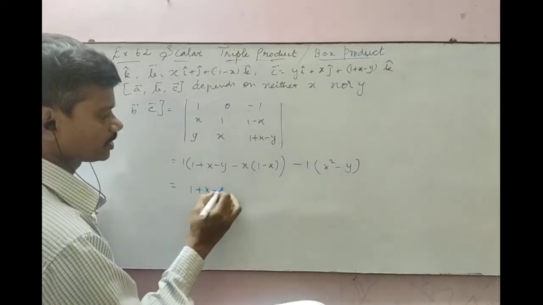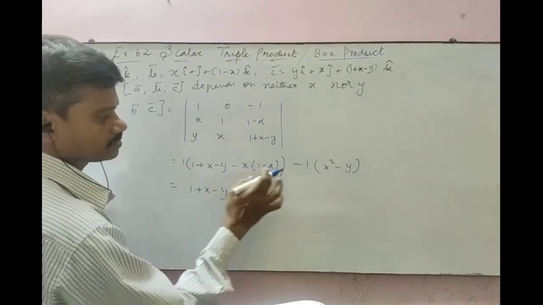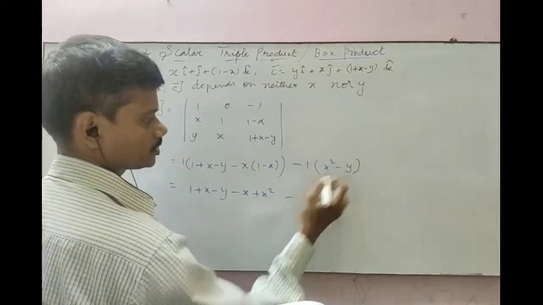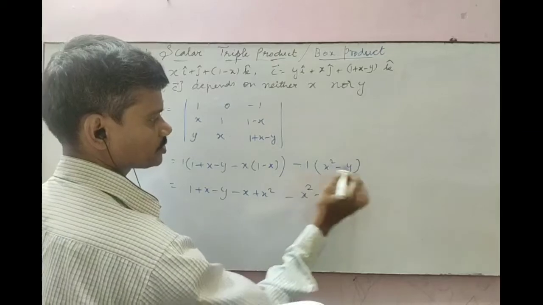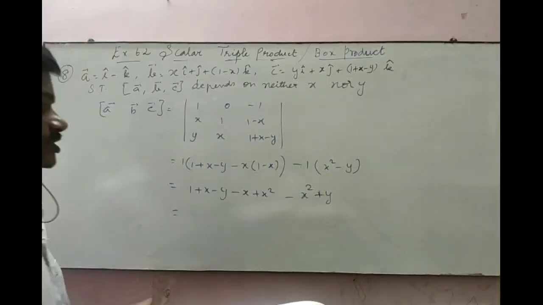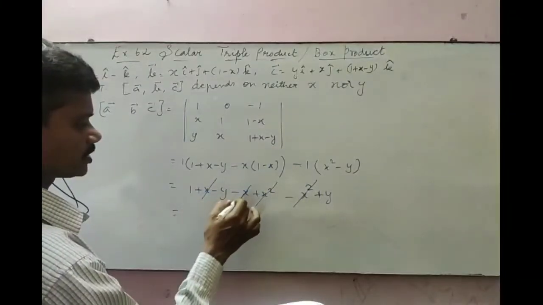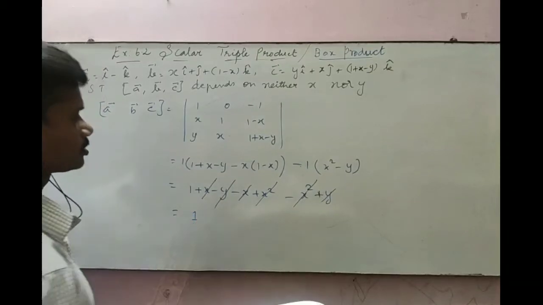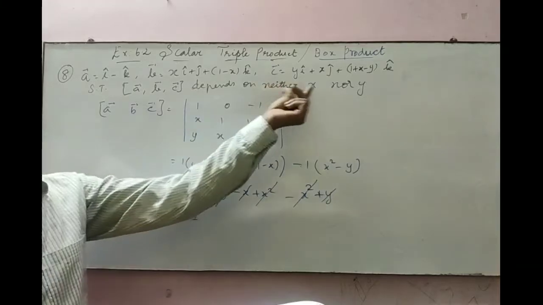1 plus x minus y. If you multiply this, minus x plus x square. Here 1 into minus 1 into this, minus 1 into x square, minus 1 into y gives plus y. So if I simplify, x square minus x square gets cancelled, plus x minus x gets cancelled, minus y plus y gets cancelled. The answer is 1. So the box product of ABC is 1. So it doesn't depend upon x and y.